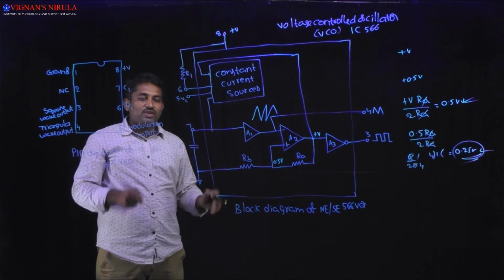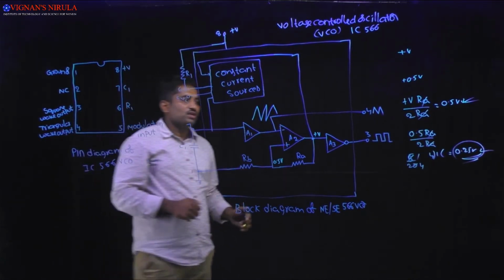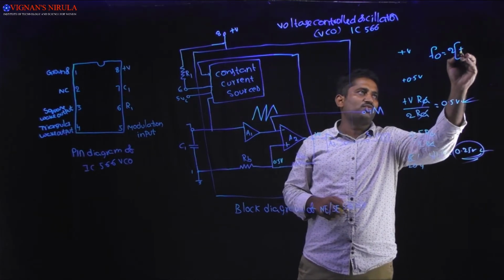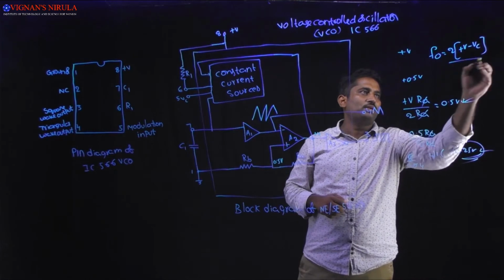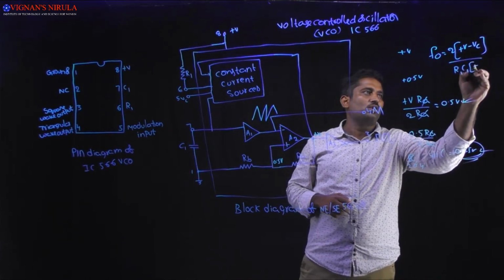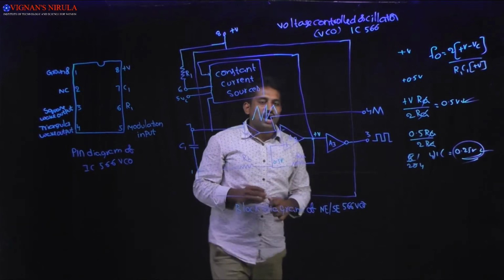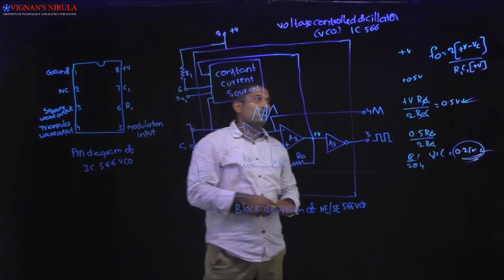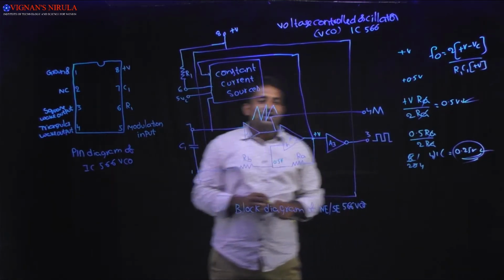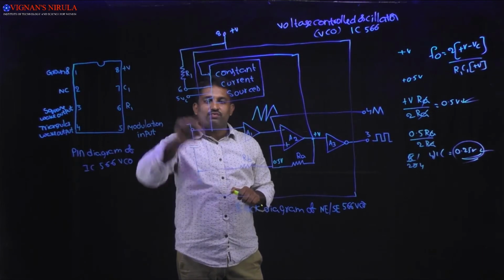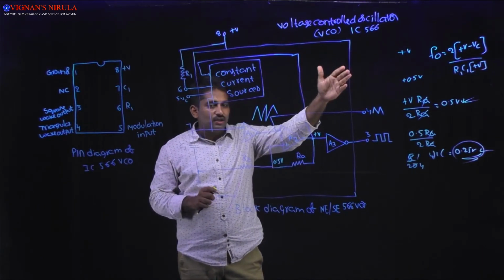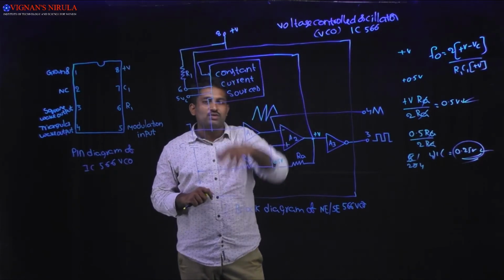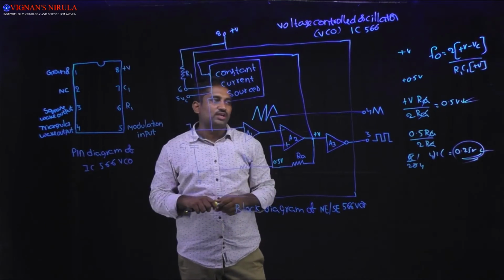Finally, the frequency of oscillations is f0. f0 will be equal to 2 into (+V minus Vc) divided by R1 into C1 into +V. Here R1 and C1 are the external resistance and capacitance of this VCO, and Vc is nothing but the control voltage which we apply at the fifth pin. That is the output frequency of oscillations produced by this VCO with the applied external voltage.